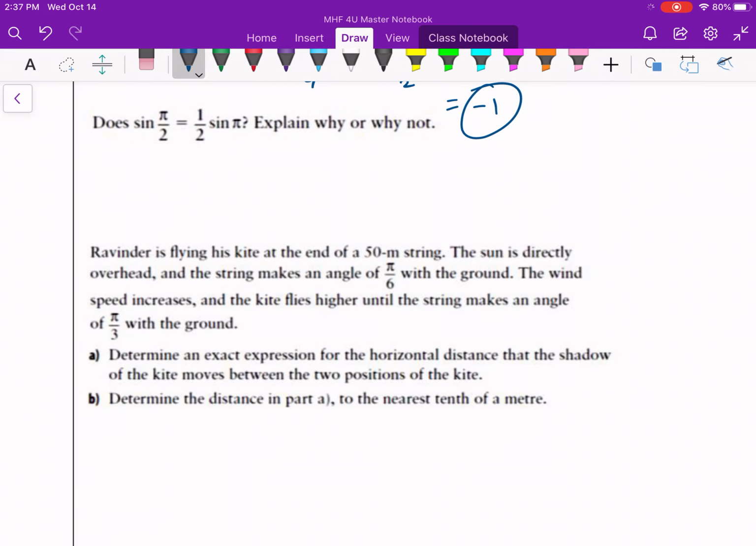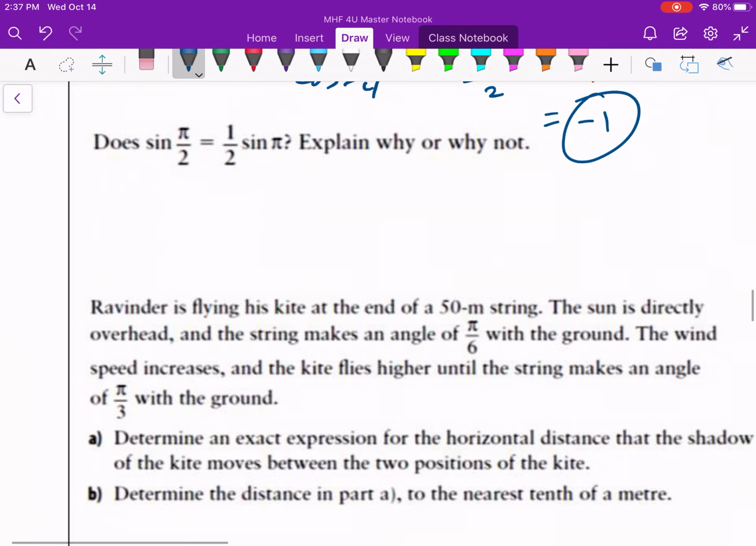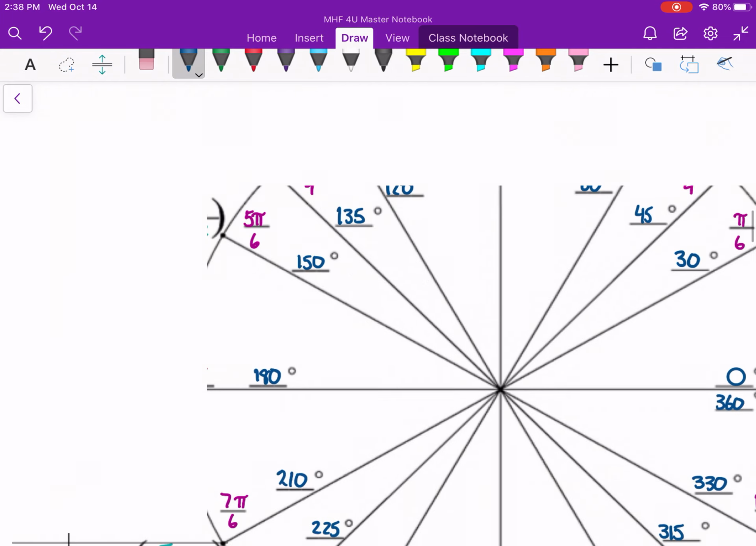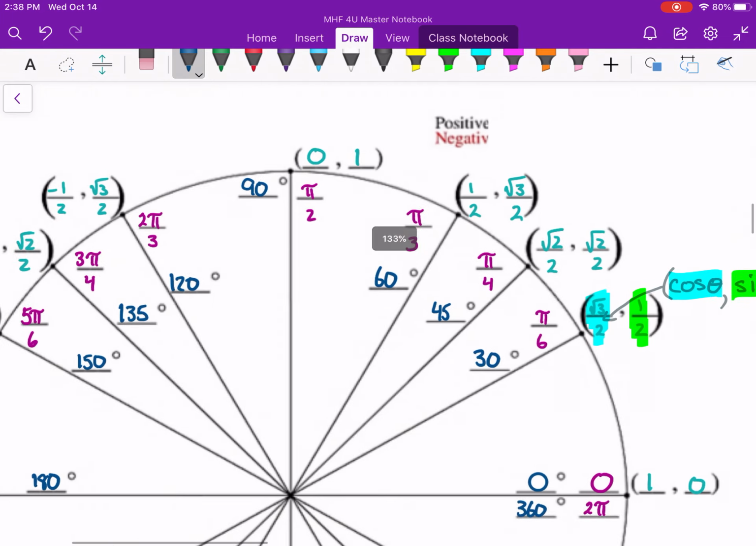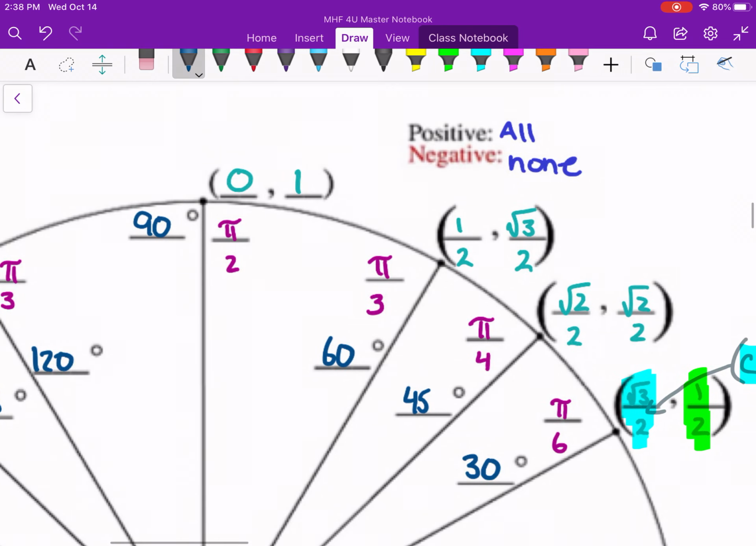Next question, does sine pi over 2 equal 1/2 of sine pi? It's a logical question to ask because maybe with math we can just rearrange it like that. But if we were to check sine pi over 2, pi over 2 is the same as 90 degrees. Sine is just the y value, as you know, it's the 1 there. So sine pi over 2 equals 1.